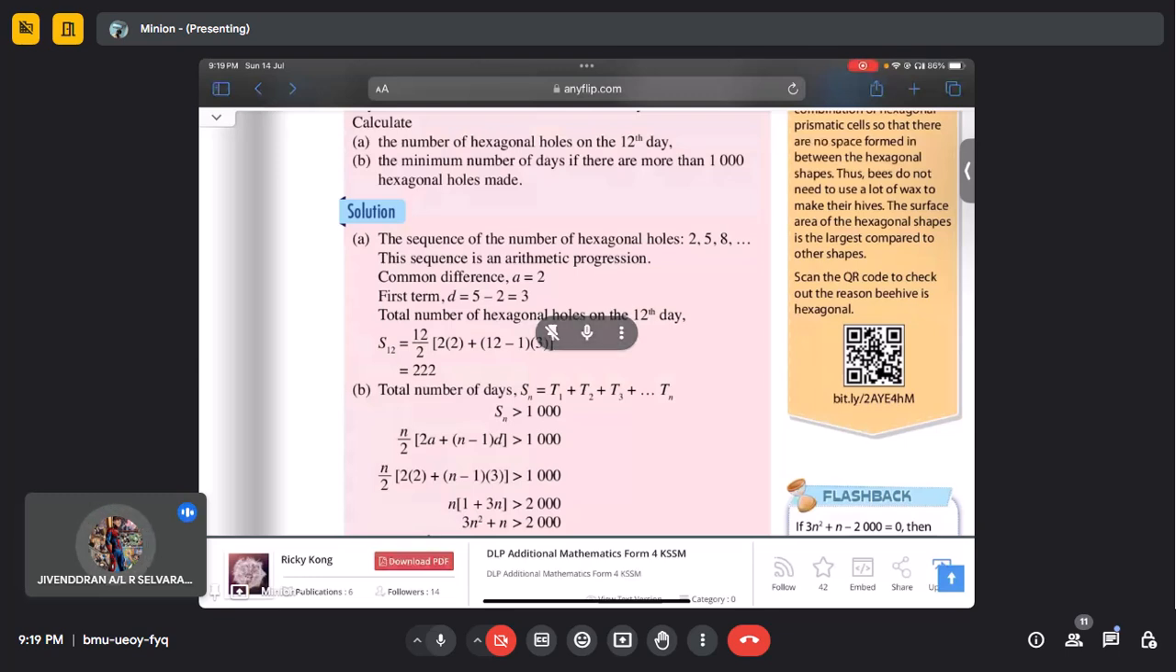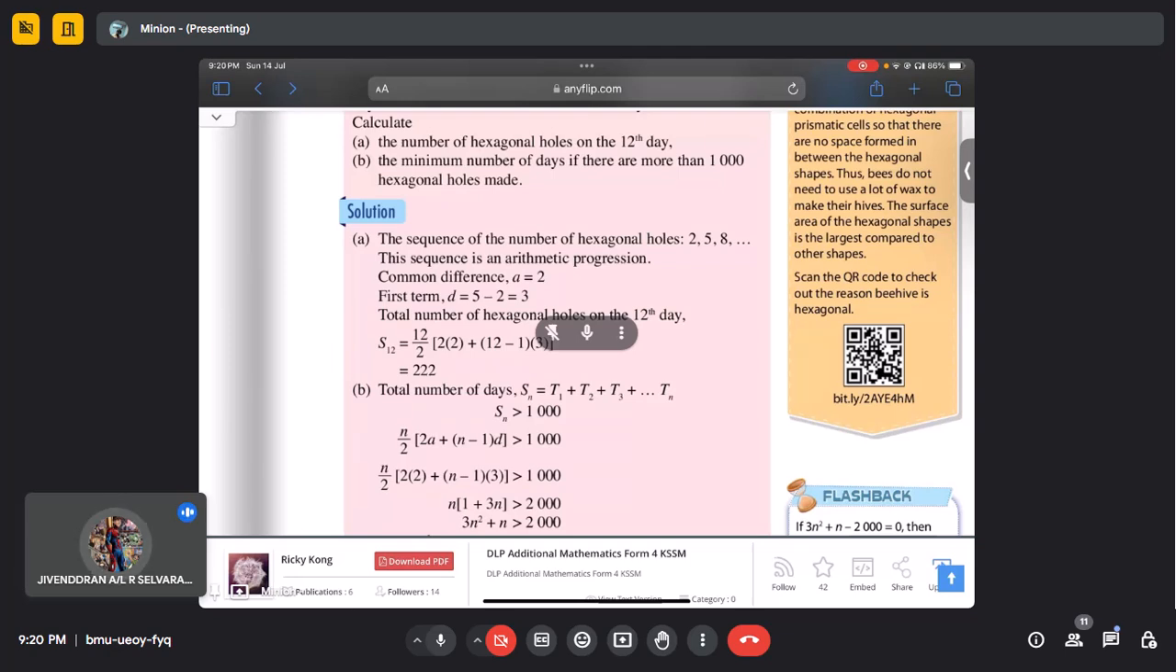The minimum number of days if there are more than 1000 hexagonal holes made. So here they have said there are more than 1000 hexagonal holes made. They didn't say there are 1000 hexagonal holes made. They said more than. That means you must use the symbol more than. So Sn is more than 1000, not equals to 1000.